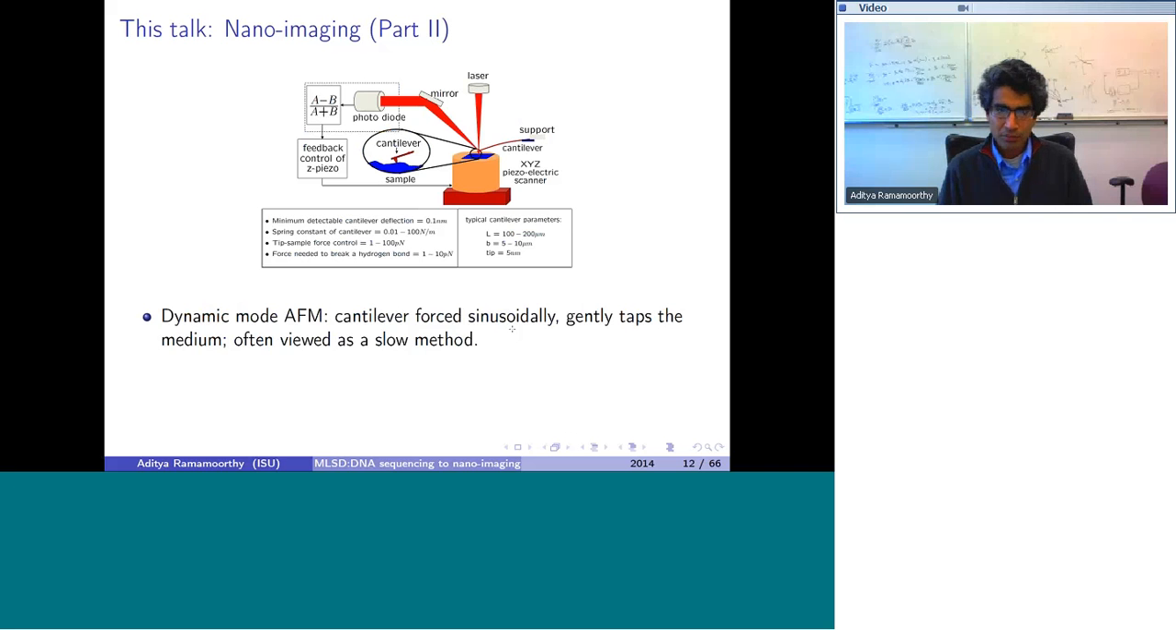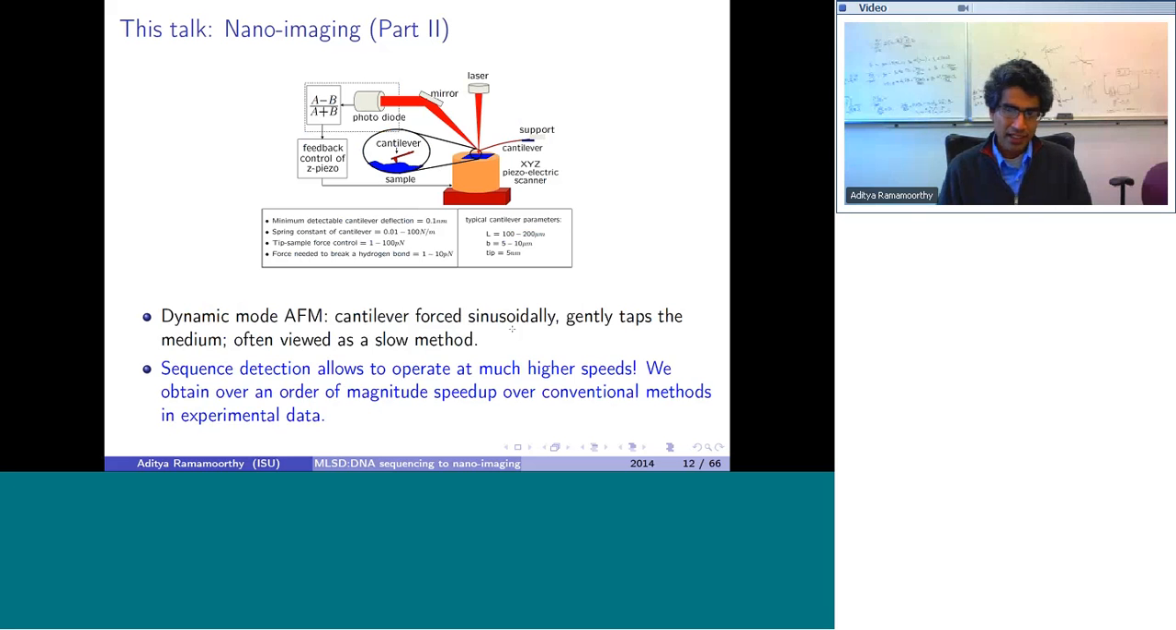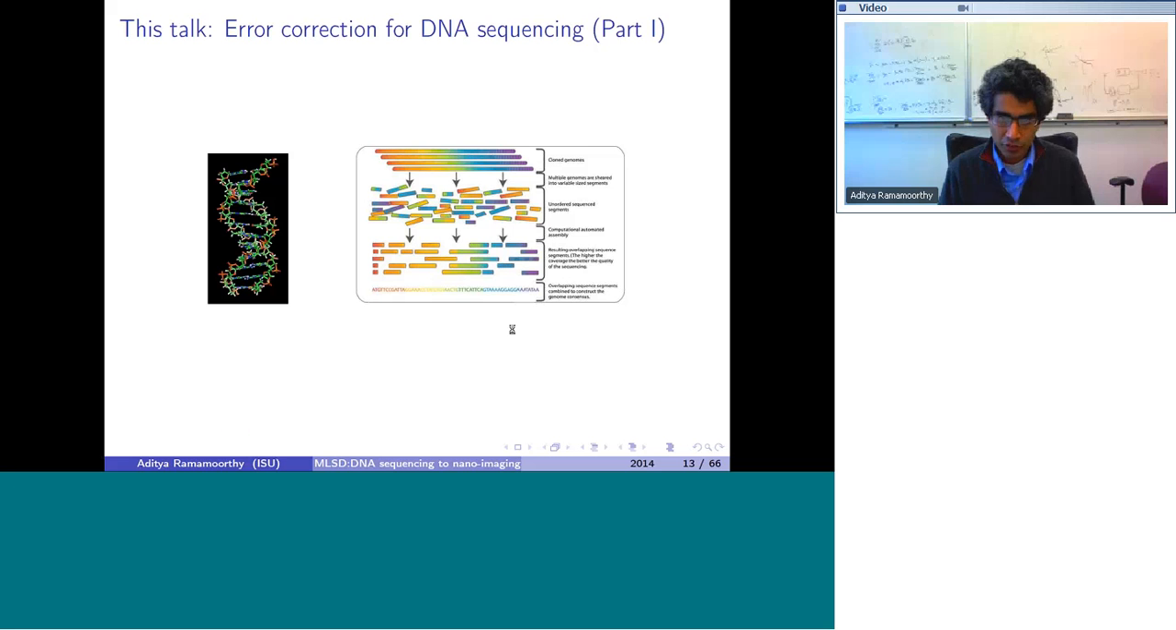In the second part of this talk, I'm going to talk about dynamic mode AFM, a certain mode in which this cantilever is used, which was traditionally viewed by physicists as a very slow method. The main message of this talk is that if you use sequence detection, we can actually perform dynamic mode AFM at a much faster speed than what was conventionally thought. With that, I'm going to start the first part of this talk, which is about error correction for DNA sequences.